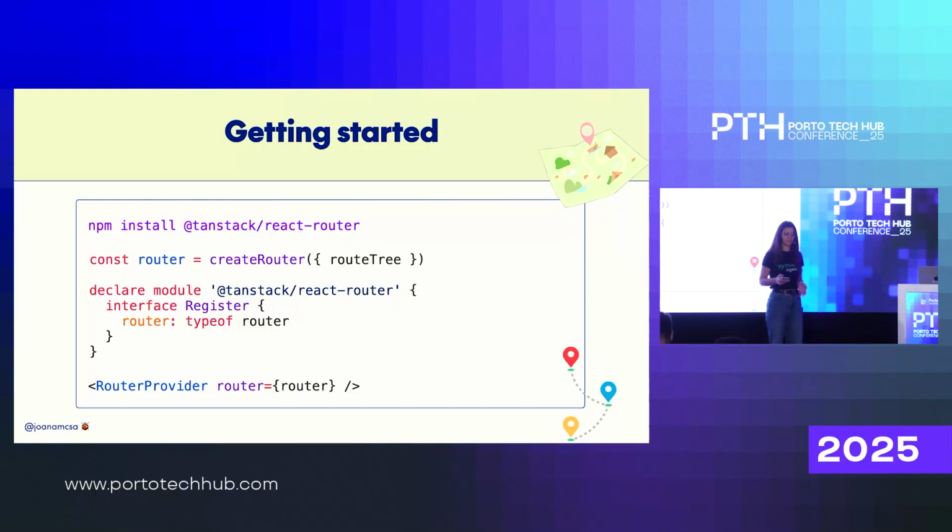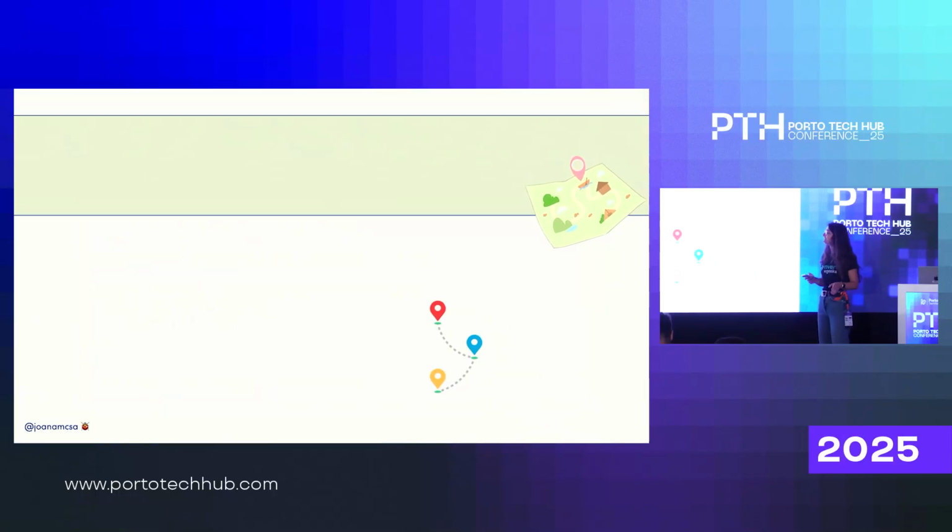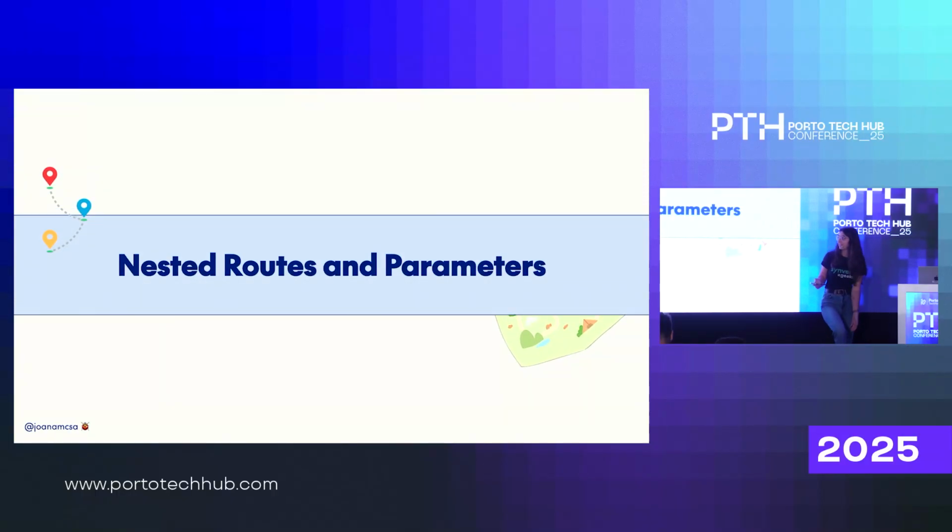Then we wrap the router in the router provider, and that's it. Our TanStack Router is configured, and we can start jiggling with it. Okay, next we have the nested routes and parameters, and you can nest routes for layouts that compose like Lego bricks. This is the fun part of TanStack Router.